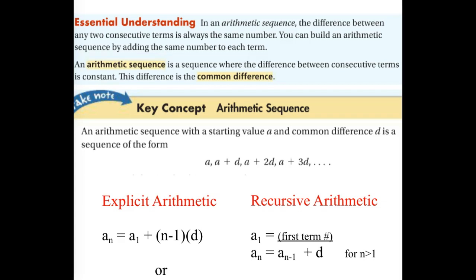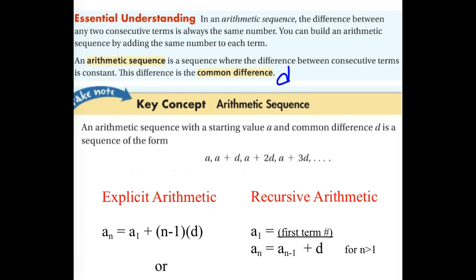In an arithmetic sequence, the difference between any 2 consecutive terms is always the same number. So we can build an arithmetic sequence by adding that same number over and over again to generate the list of numbers. An arithmetic sequence is a sequence where the difference between consecutive terms is constant. We call that the common difference. We use a D for that in our formula.